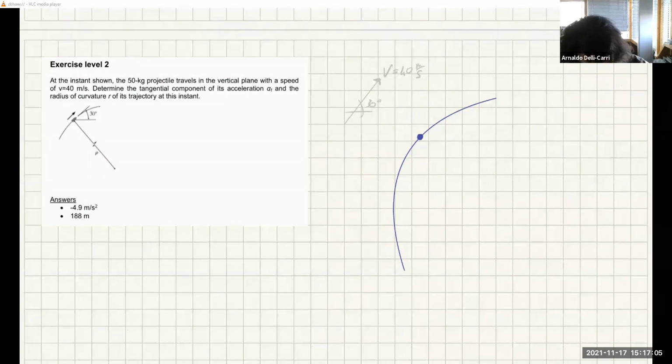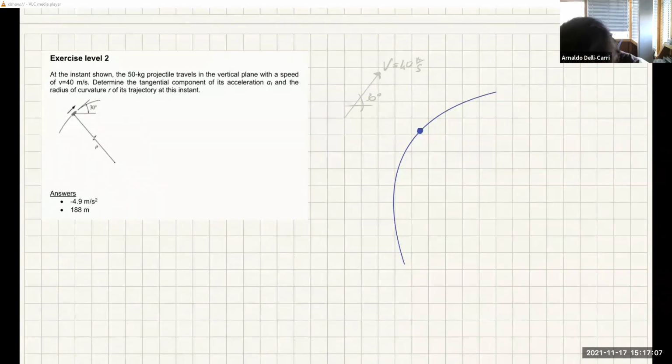Okay, so again, this is another way of saying free body diagram. So how many forces are acting on this? Anyone? I'd say one. There's only one force acting on this, and it's the gravitational force. So the weight of the bullet itself. So mg.